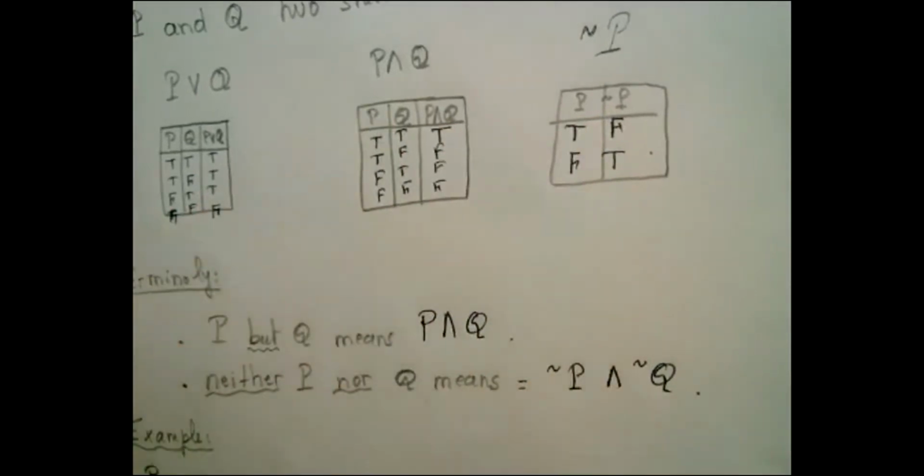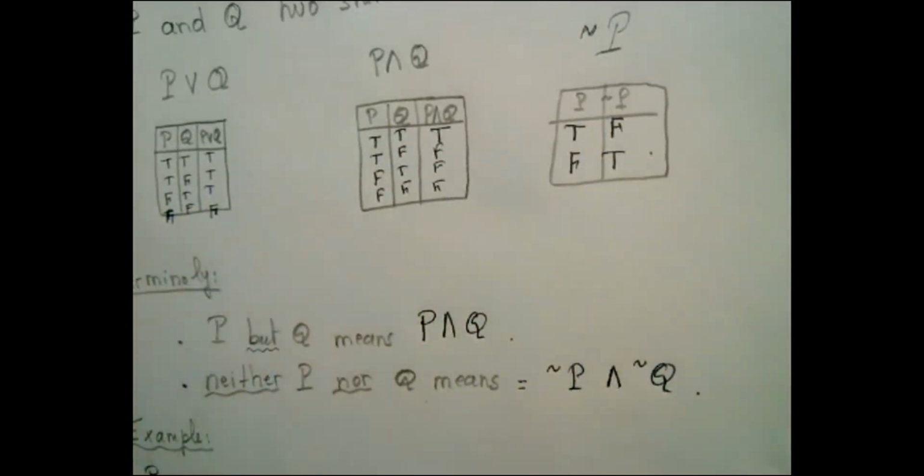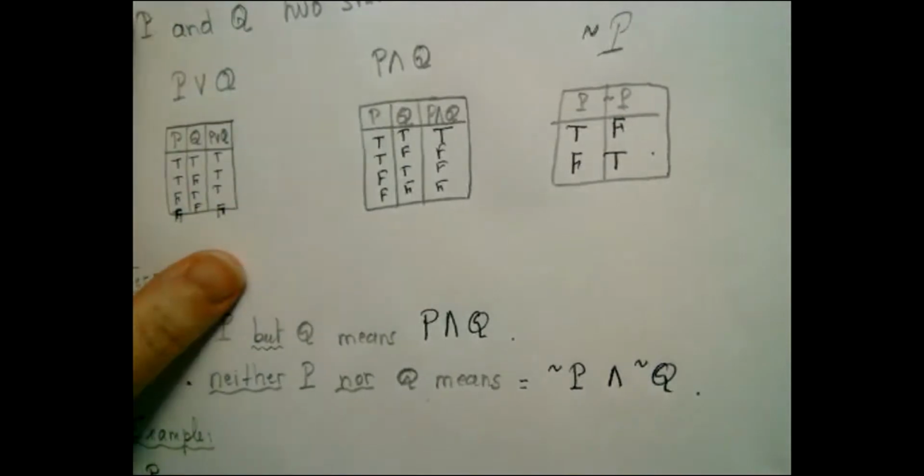Now there is another one which is called the conditional statement, which is actually the one we use the most in math, because a lot of our statements in math are of the form if then. I think it's section 3.3 in your book. So we're going to talk about the conditional statement.